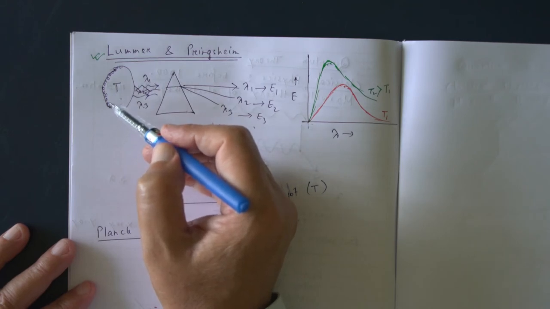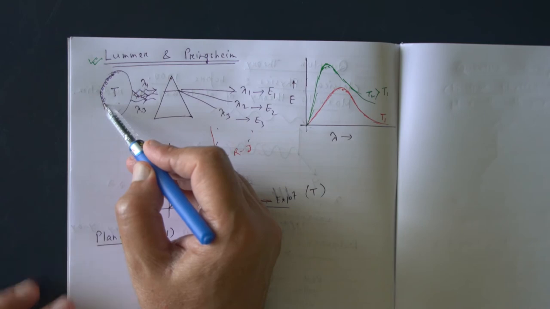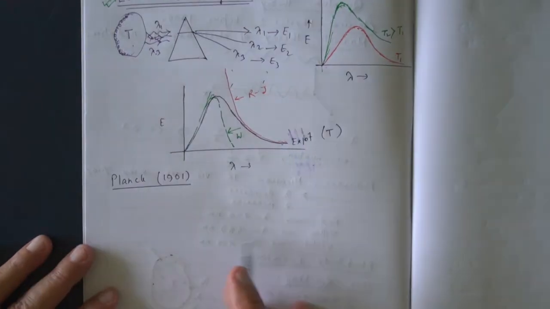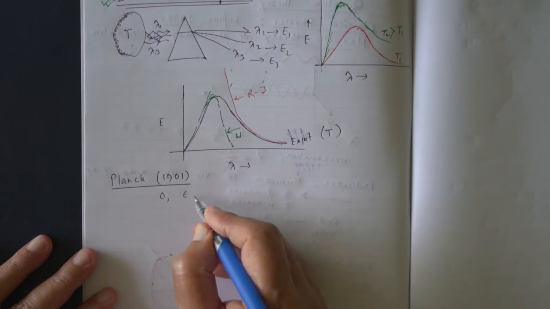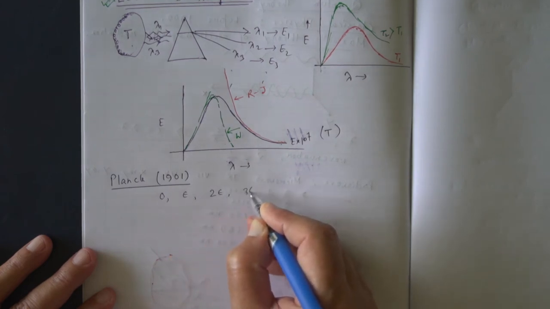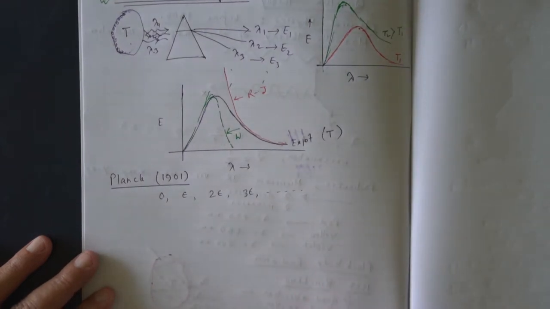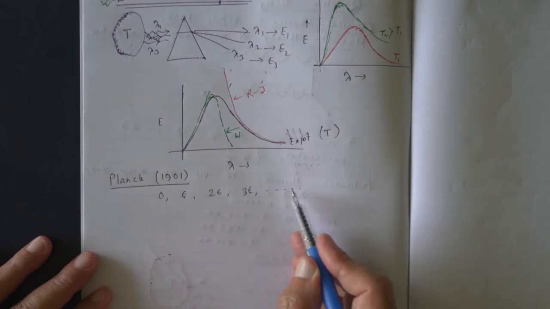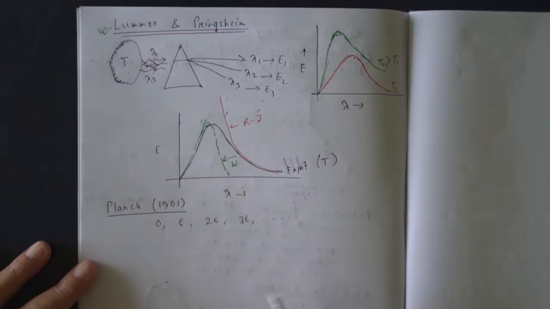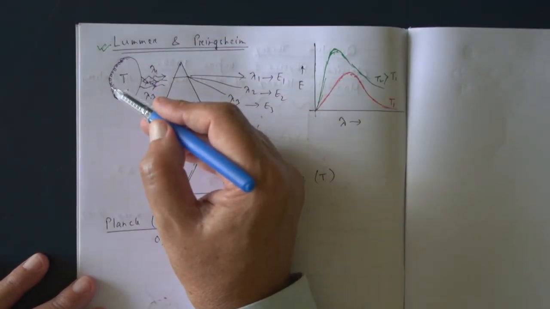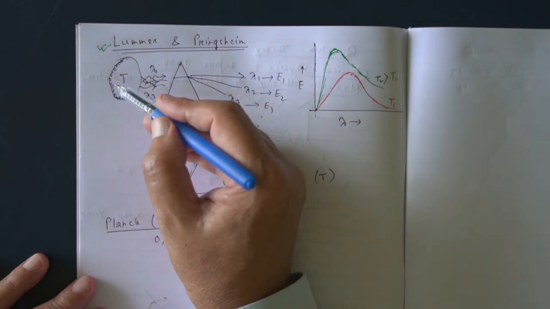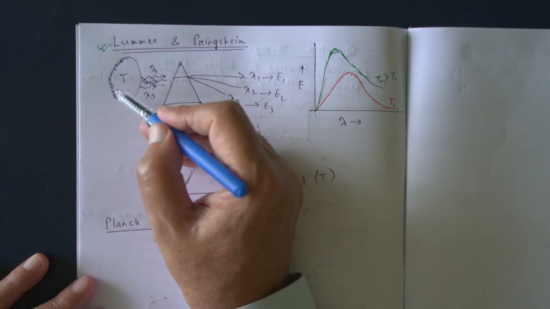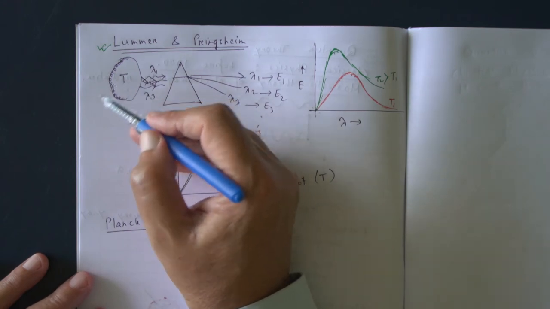Then he said, number two point, these oscillators do not absorb arbitrary amounts of energy. The oscillators will absorb energy, this energy, and so on. That means, in integral multiples of this, epsilon, 2 epsilon, 3 epsilon, 4 epsilon, and so on, they do not absorb or emit arbitrary amounts of energy. Now, according to classical physics, these oscillators can absorb or emit any amount of energy.